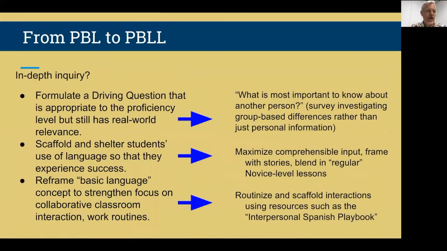Okay, so when we talk about formulating a driving question that is appropriate to the proficiency level, but still has real-world relevance, let's look at the novice level and the kinds of things that novices typically do. So for example, in novice level lessons, we might typically have, who am I, who are you, which is basic facts about oneself and about another person. And we need to take that and reframe it as a cultural inquiry.